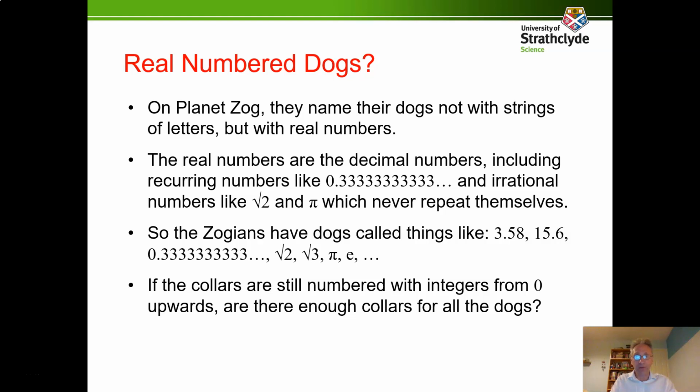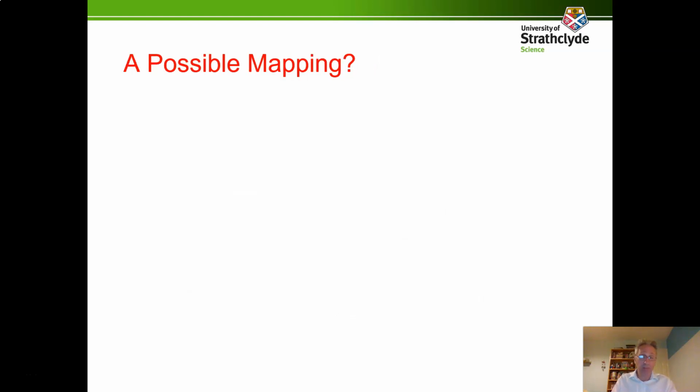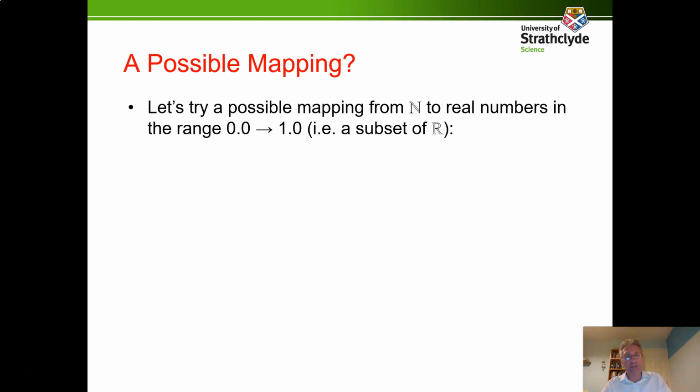So I've arrived on planet Zog with my infinite set of collars, numbered from 0 upwards. Have I got enough collars for all the dogs? So I'm going to try doing it the way that I proceeded before. I'm going to try to make a mapping from the collar numbers, that's n, that's 0, 1, 2, 3, 4, and I'm only going to do the real numbers in the range 0 up to 1. So I'm only going to try mapping the Zog dogs that have names between 0.0 and 1.0. That's not even all the Zog dogs, only a few of them. If I can't do it for that few, I certainly can't do it for the lot. So the way I'm going to do this mapping is on a piece of paper on my desk for you. So I will see you in the next video.